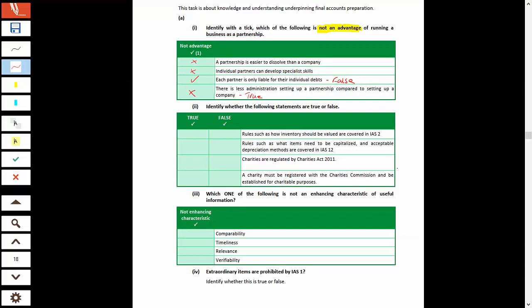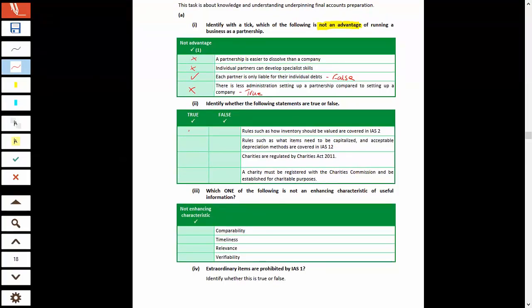So let's start. Rules such as how inventory should be valued are covered in IAS 2. Short and sweet, that's true. If you're on your computer, a quick Google search will confirm that is what IAS 2 does. And again, with these accounting standards and how in-depth you need to be with them, you don't need to be an expert on every international accounting standard. Not a lot of people are.